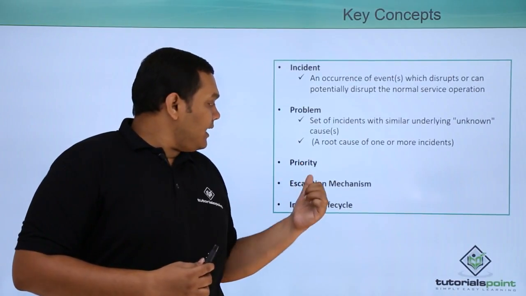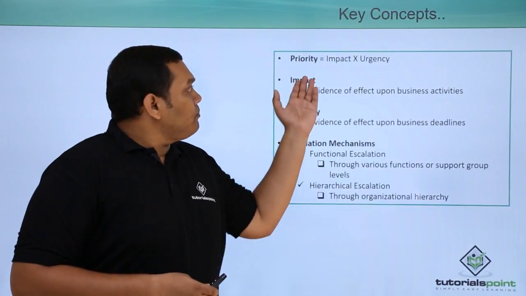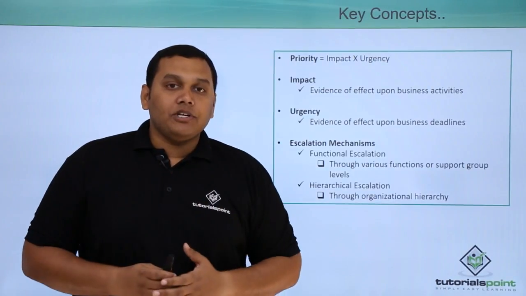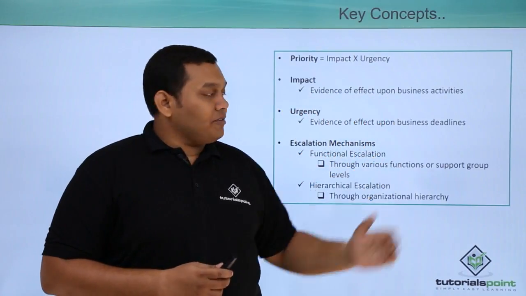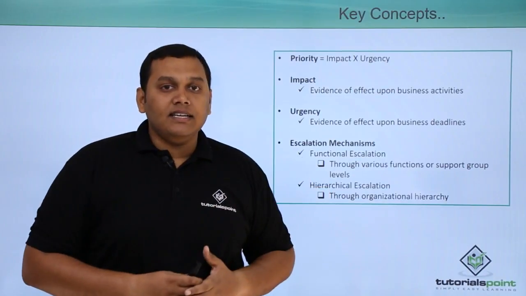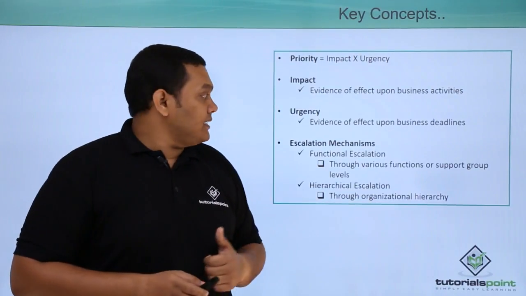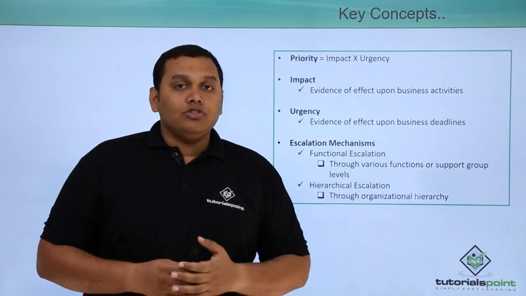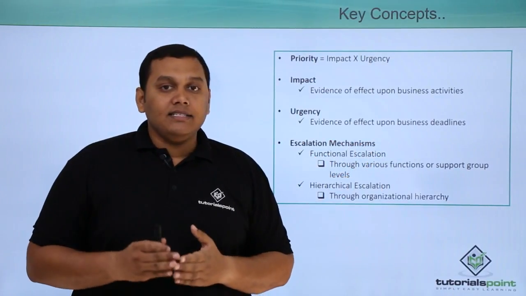Coming to priority, escalation mechanisms and the incident life cycle. So, what is priority? Priority means impact times urgency, that is, impact is directly proportional to urgency. What is an impact? Evidence of effect upon business activities. When we have evidence of the effect on business activities, this is considered an impact to the business, and based on this the priority can be increased or decreased. Coming to urgency, it is evidence of effect upon business deadlines. When we have evidence of effect on business deadlines based on the SLAs, the urgency can be increased or decreased.